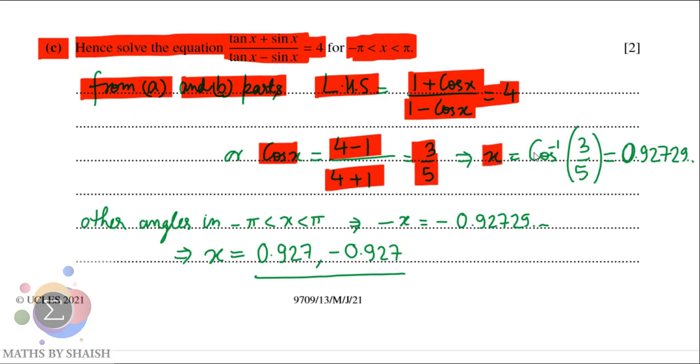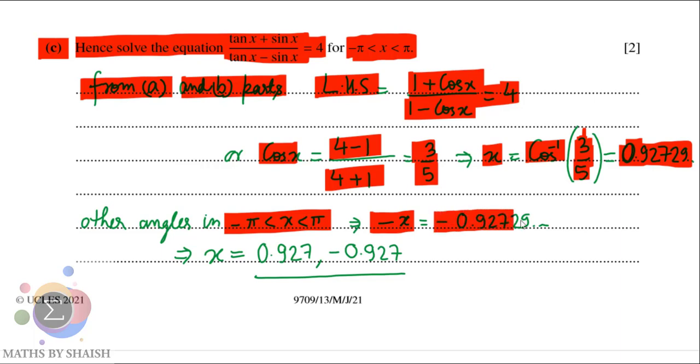So from here x becomes cos inverse of 3 by 5, which from the calculator we get 0.92729 and so on. And since we are dealing with cos, we can find other angles in this range, minus pi to pi. Of course, for cos theta we get another angle as cos of minus theta, so another angle would be minus x, that is minus of this, and the next angle would be 2 pi minus this value, which is of course going to be beyond this limit of x. So our solutions would be only x equals 0.927 and minus 0.927.